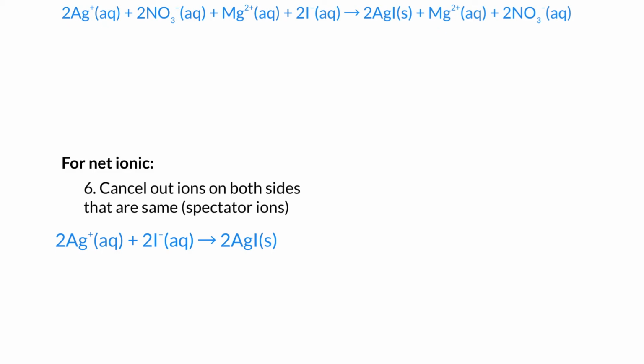So the silver ions and the iodide ions fall in love and come together and form silver iodide. And so for the net-ionic equation, we just cancel out everything that doesn't change, and boom, Bob's your uncle. That's a net-ionic equation.